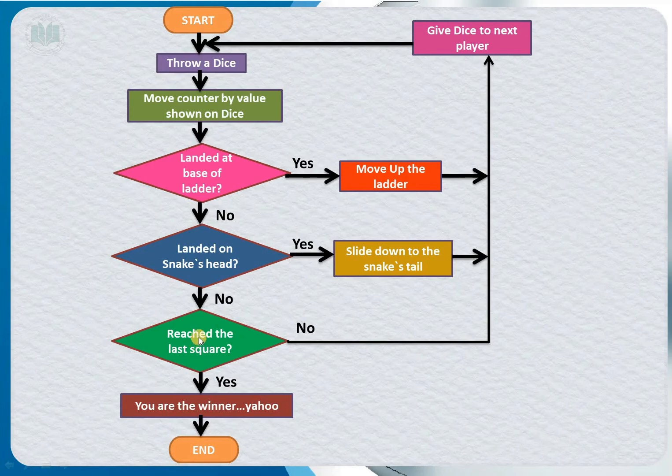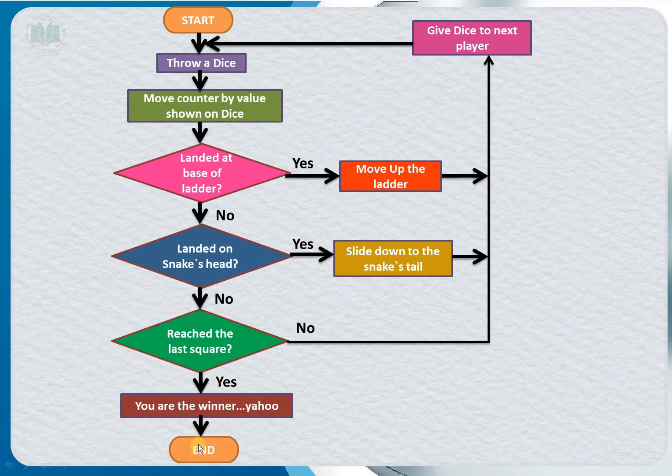So this is the flowchart, this is the game. You throw your dice, then you move the counter by the value of the number shown on the dice, and then you have to check, did you land on the base of the ladder or did you land on the head of the snake? If any of these is true, you have to perform one of these tasks. But if both are not true, then this must be true. Students, one of these statements should be true. If any of these statements is not true, it means you are not playing the game right. So one of the statements should be true, this one or this one or this one. If this is not true and this is also not true, then this must be true. You must have reached the last square of the game, and then you are the winner and your flowchart ends.